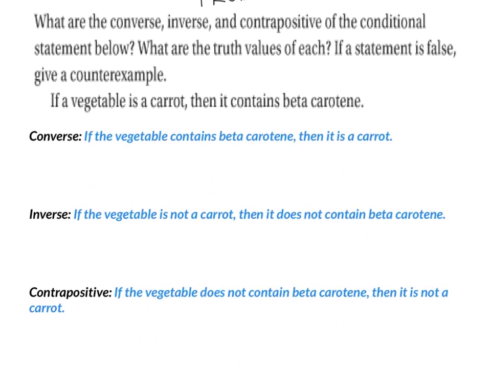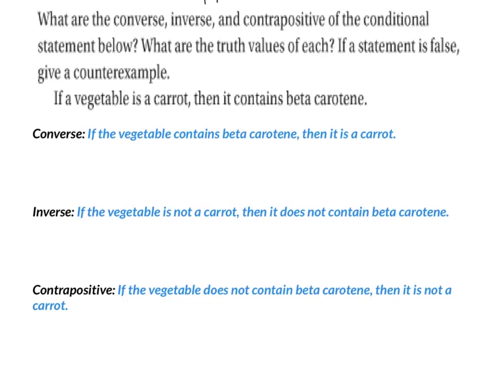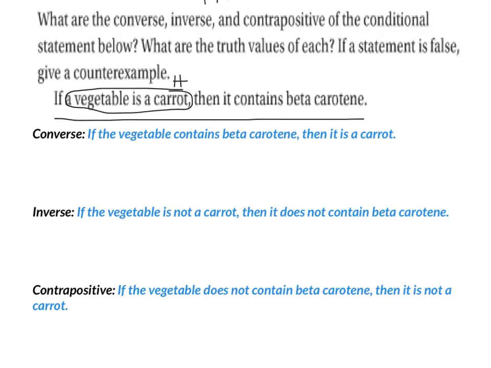Okay, so next one. In this one, I'm not going to worry about the true statements. I'm just going to show you how to write the converse, inverse, and contrapositive. Okay, so in this case, here is your statement. If a vegetable is a carrot, then it contains beta-carotene. This part right here is the hypothesis, and this part right here is the conclusion. I'm always going to identify that to help me write these, because the key to this is being able to identify hypothesis and conclusion.